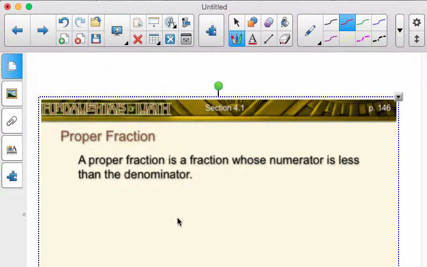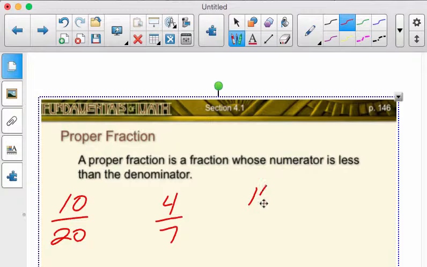Alrighty, now, a proper fraction is a fraction whose numerator is less than the denominator. So for instance, 10 over 20. This guy is less than 20. Or if I have 4 over 7, 4 is less than 7. Something that is not a proper fraction is, for instance, let's say I had 10 over 9. 10 is greater than 9. That is not a proper fraction.